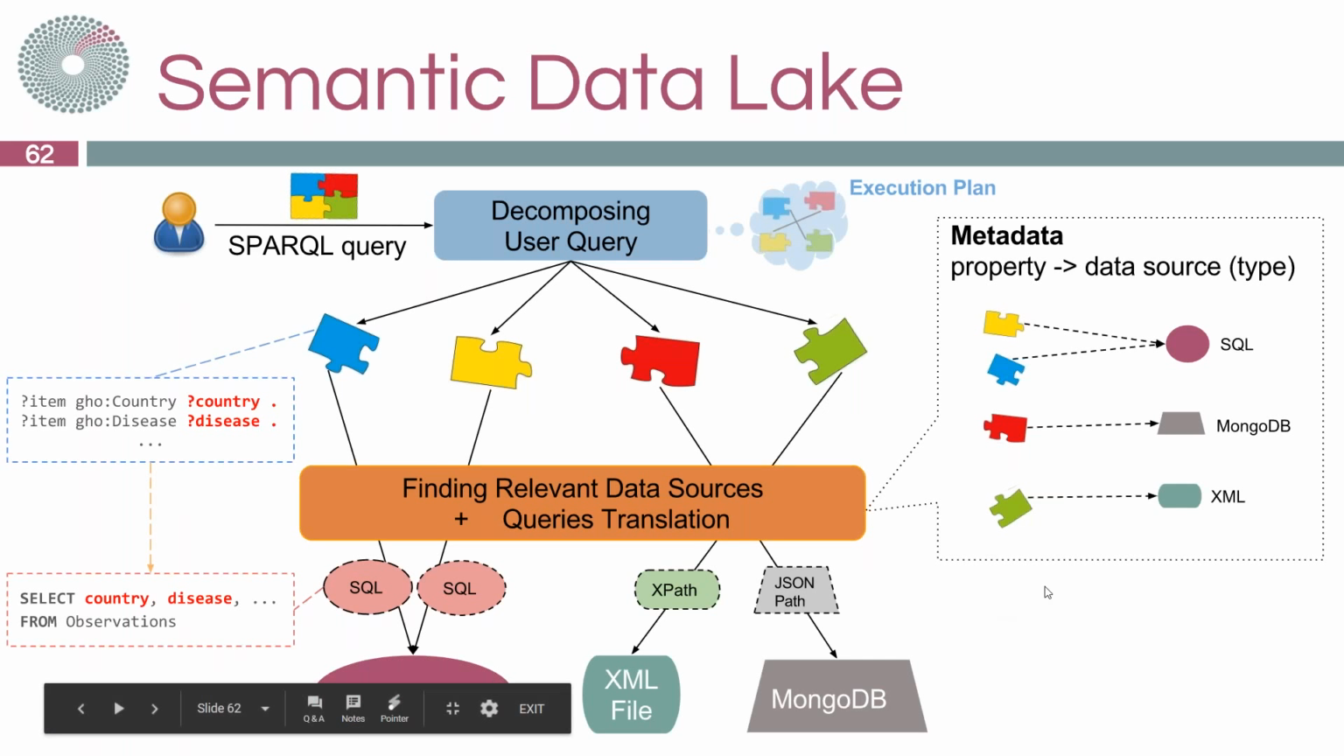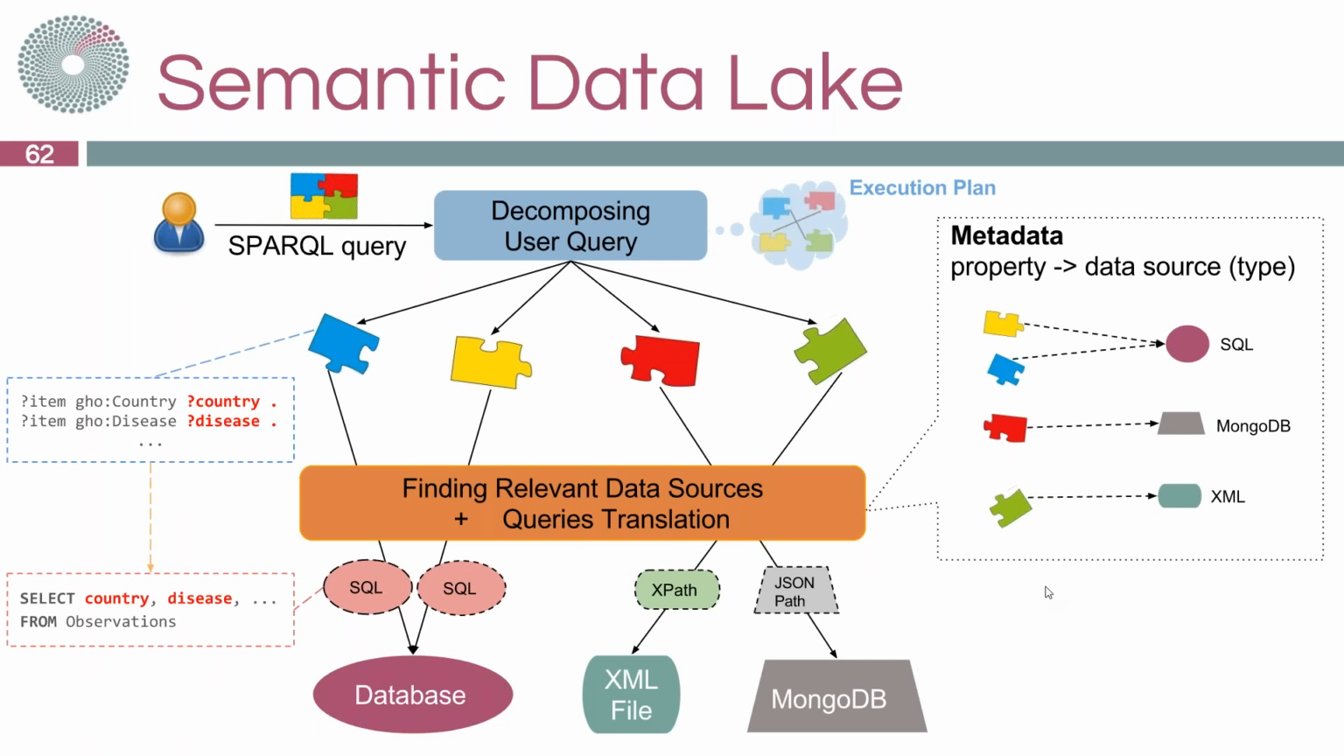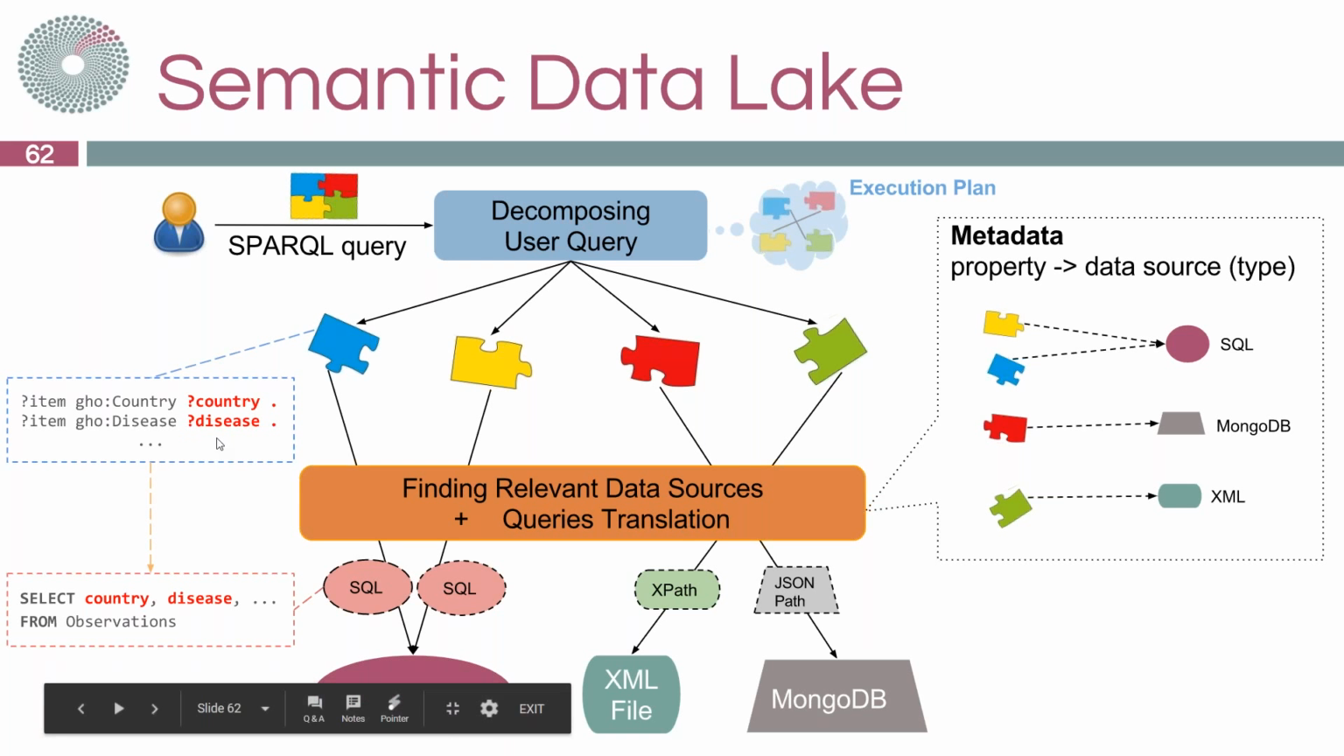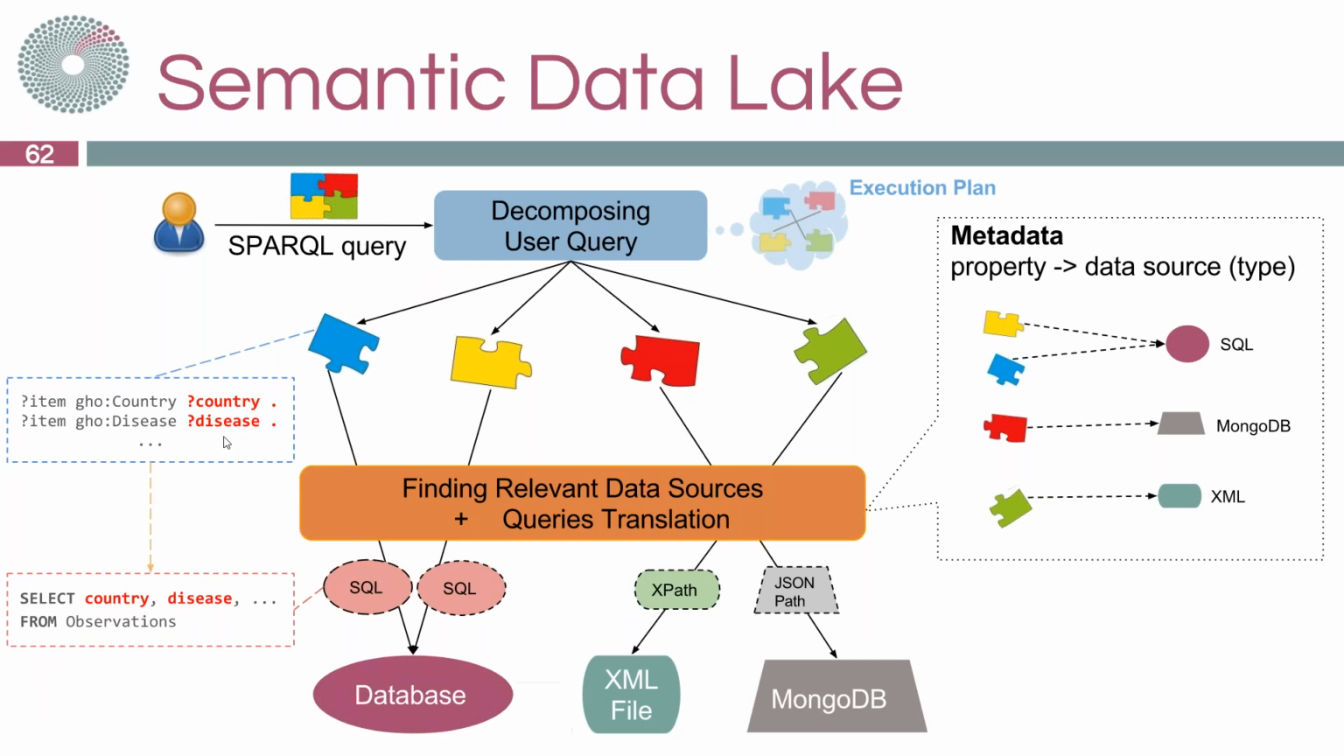So at the bottom here, you can see the different input files. For instance, a relational database, an XML file, a Mongo database, which also have different languages to access them, like SQL, XPath expressions, JSON paths. But in the semantic data lake, the idea is that you want to perform queries which cover all of those data sources. So on the left here, you can see a SPARQL query asking about countries and diseases.